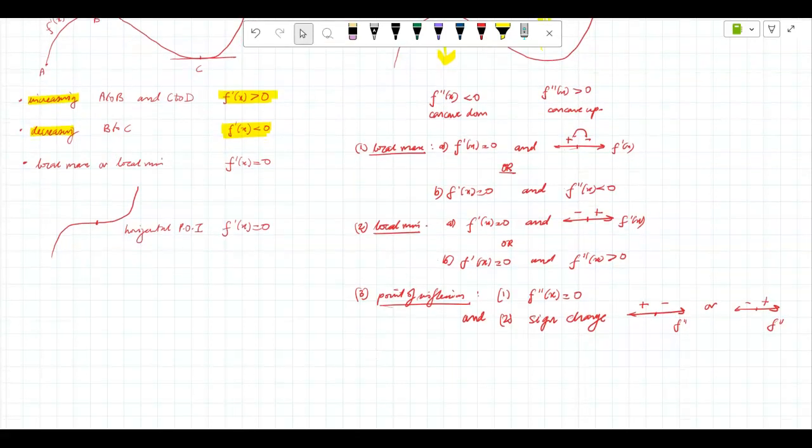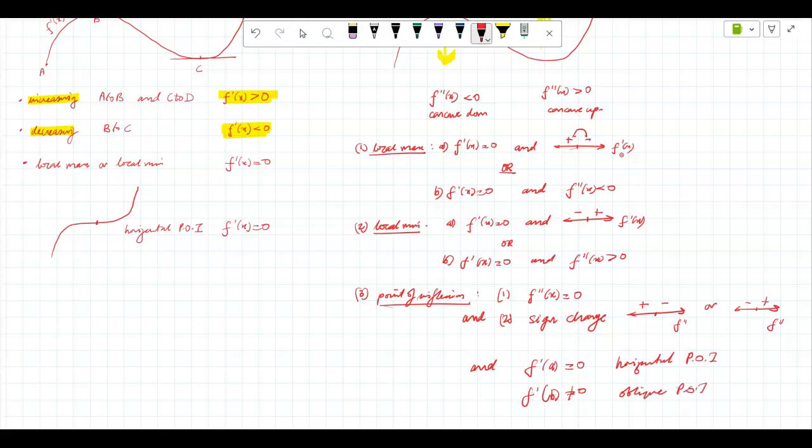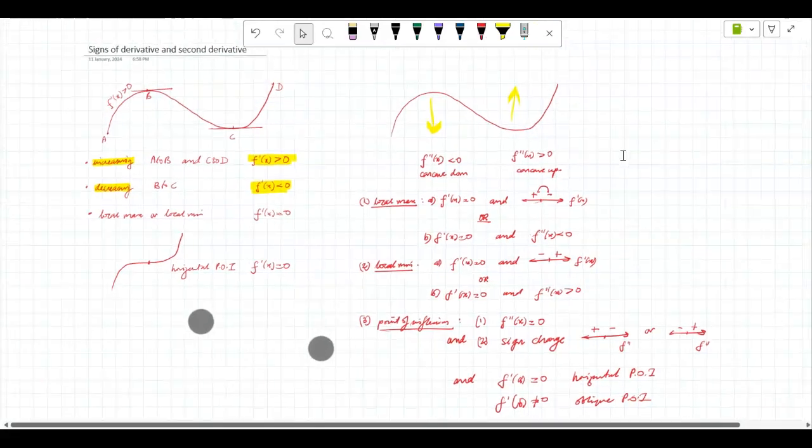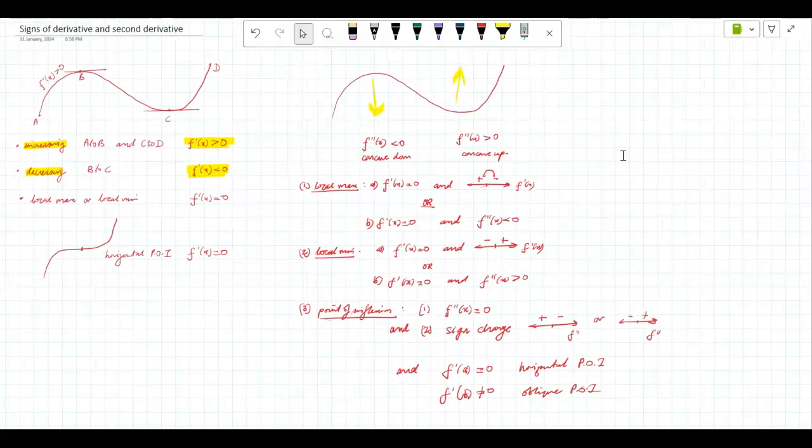Then you put in the first order derivative. If it's equal to 0, then it's a horizontal point of inflection. If the first order derivative at point B is not equal to 0, then that's an oblique point of inflection. We'll be doing this later, but I'm just doing this for completion of this part. But this is the main thing you need to remember in this chapter.